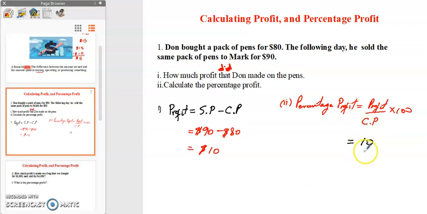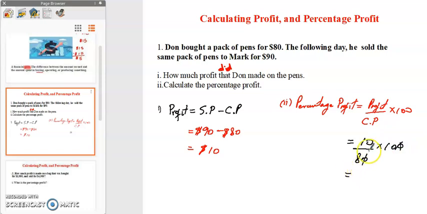What was the cost price? The cost price was $80, times that by 100. So you can cancel a few zeros here. This one can cancel this.